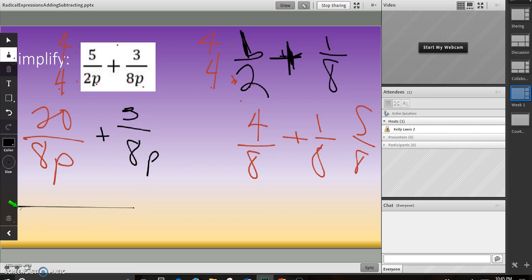All right, now the bottoms are the exact same. They just chill and hang out. All right, and then 20 plus 3 is 23. And we're done.